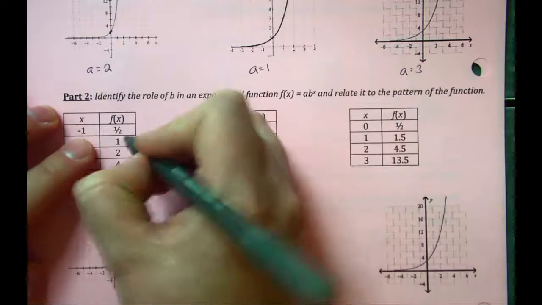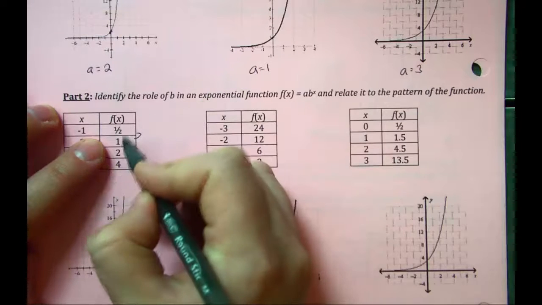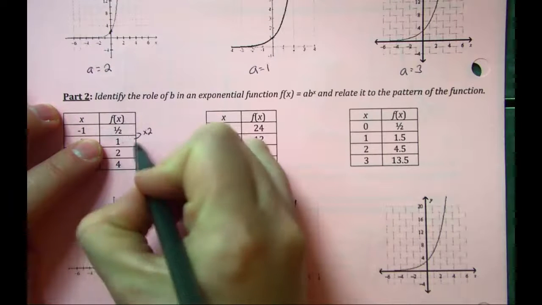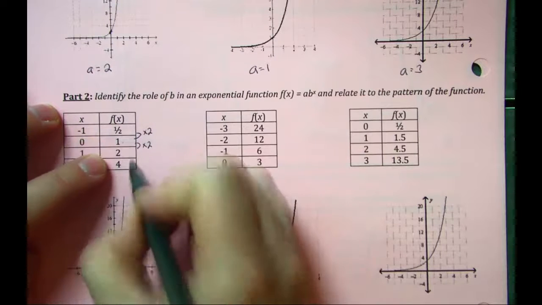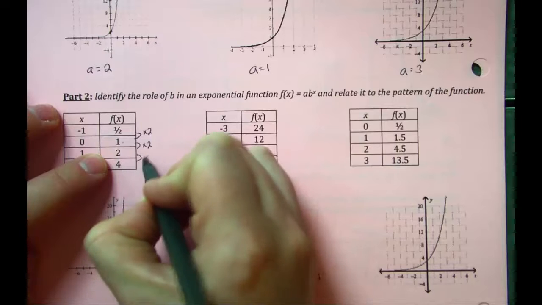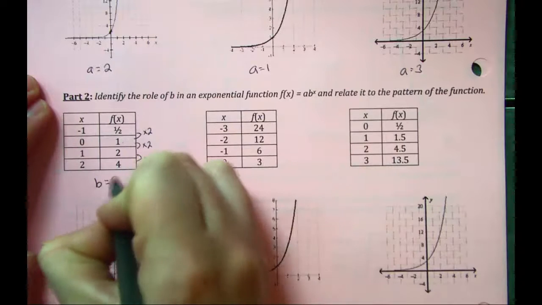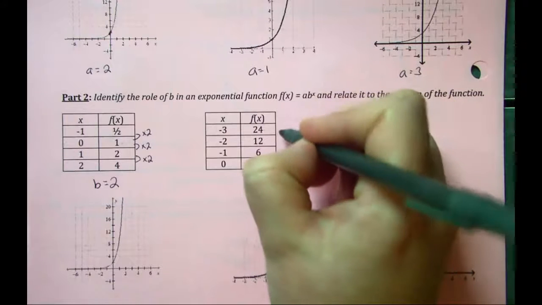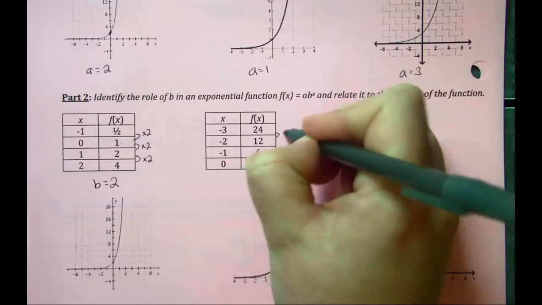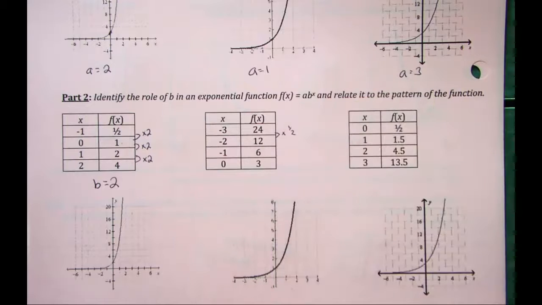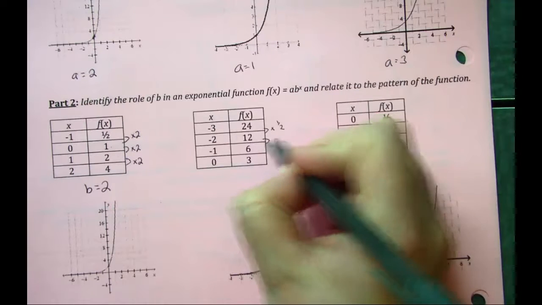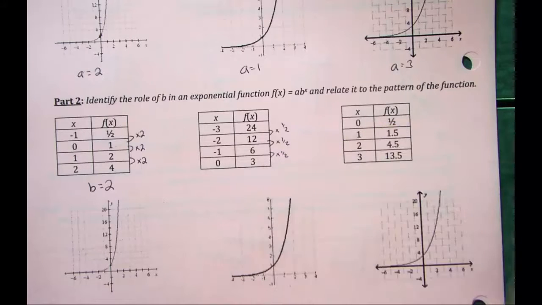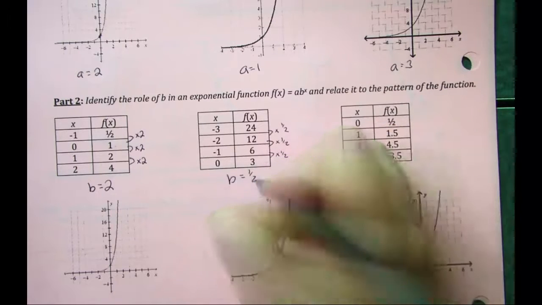So in this function, to find that, I'm going to say 1 divided by 1/2, and that gives me a multiplier of 2. From 2 to 1 gives me a multiplier of 2. And from 4 to 2, 4 divided by 2 gives me a multiplier of 2, which means that b is 2. Over here, 12 divided by 24 is 1/2, so that gives me a multiplier of 1/2. 6 divided by 12 is also 1/2, and 3 divided by 6 is also 1/2. So that means that b is 1/2.